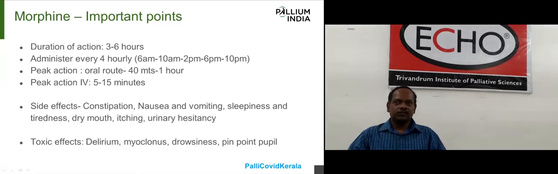Now, what are toxic effects? Adverse effects occurring when we give the opioid more than the required dose are known as toxic effects. Usual symptoms and signs are delirium, myoclonic jerks, drowsiness, and pinpoint pupils.